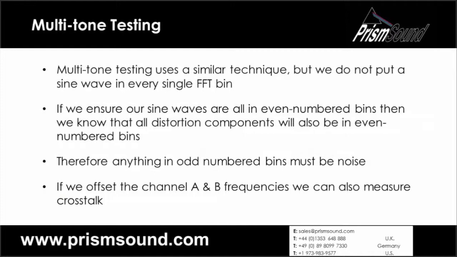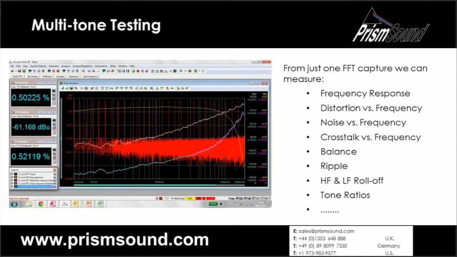So once we know this, we can work out that anything that comes in an odd numbered bin has to be noise. And if we then also offset the frequencies of our sine waves between channel A and channel B, we can also measure the crosstalk. So a multitone is a technique that allows us to do lots of different measurements, all from the same FFT capture. So it's very fast and very quick.